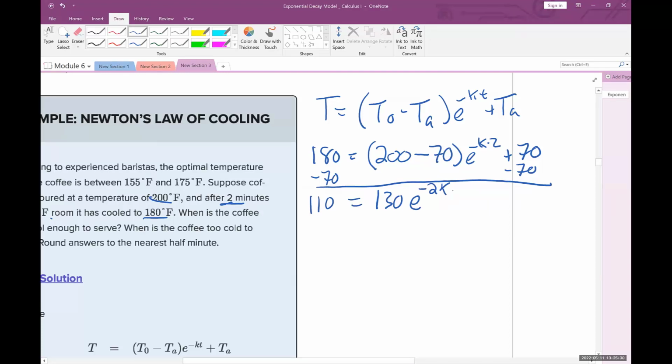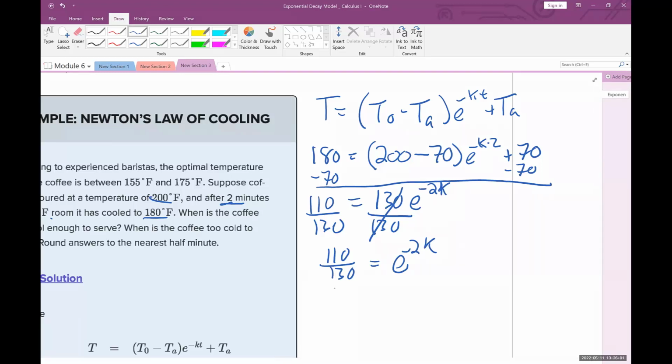So a lot of this, I think you know the skills already. What are we going to do next? We're trying to get the k out of there, but we have to get rid of this 130. How do we do that? Divide by 130. And then what do we have? 110 over 130 equals e to the negative 2k. What do we do to bring that 2k down?